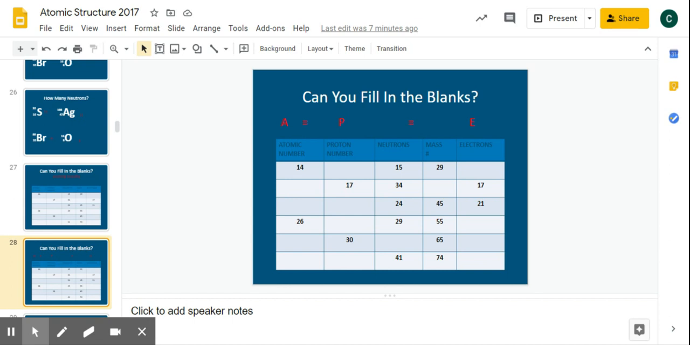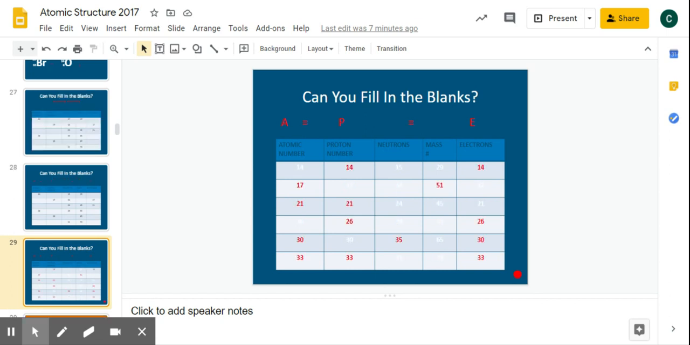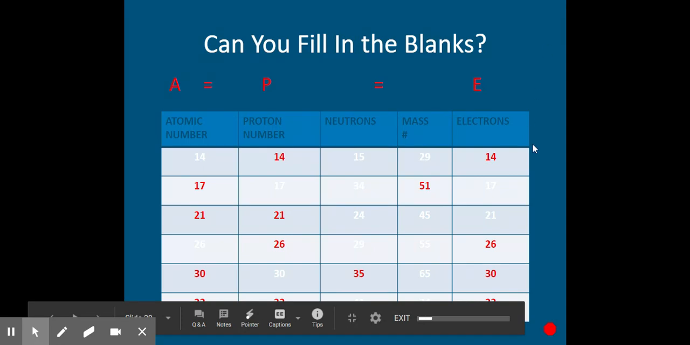Again, very quickly, your atomic number and your proton number right now are always going to be the same, but right now so is your electron number, so that should have been helpful. Your answers, I know it's a little harder to see the white ones there. Let me see if I can zoom in, that would be helpful. There we go. That might make it a little bit easier.